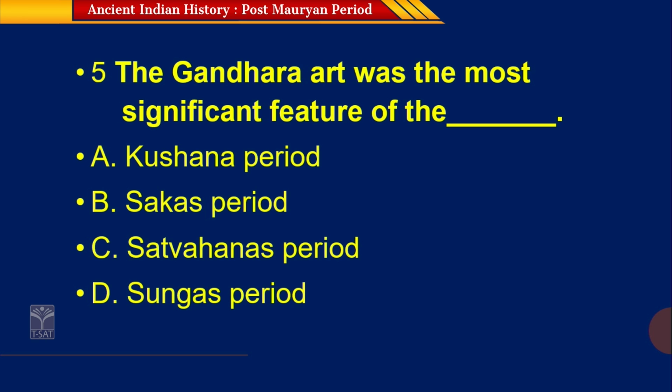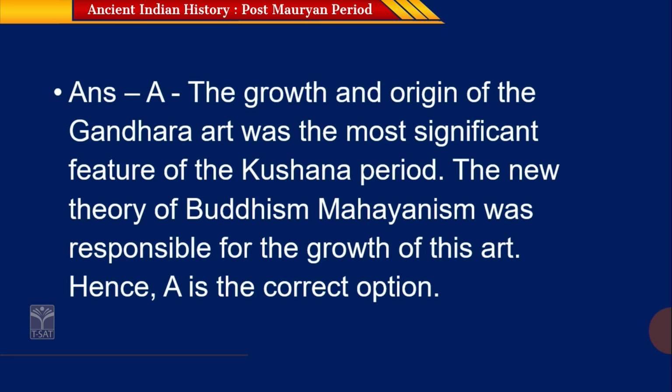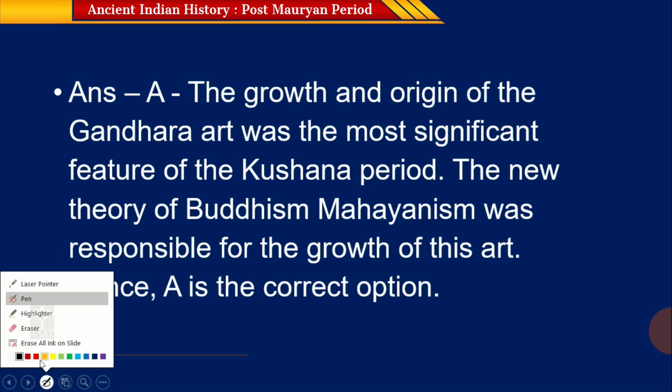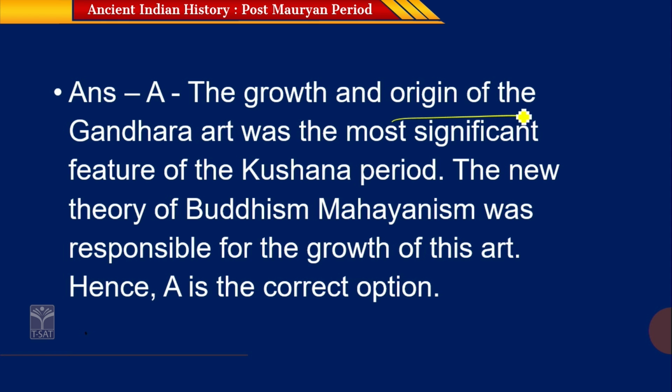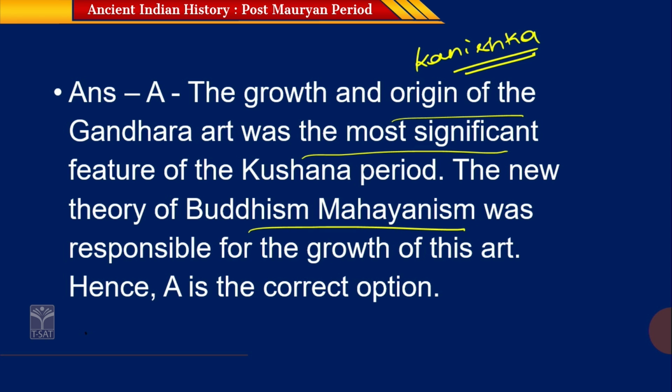Next question, fifth question. Gandhara art was the most significant feature of Kushana period, Shaka period, Shatavahana period, Shungas. The answer is straightforward. Gandhara art was mainly popular in the Kushana era. The growth and origins of Gandhara was the most significant contribution of Kushanas, particularly Kanishka. It focused on the theory of Madhyamika Buddhism and Mahayana Buddhism, where idols of Buddha were highly encouraged. Hence, the option is A.